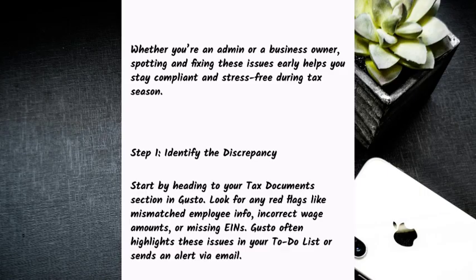Start by heading to your tax documents section in Gusto and look for any red flags like mismatched employee information, incorrect wage amounts, or missing EINs. Gusto often highlights these issues in your to-do list or sends an alert via email.